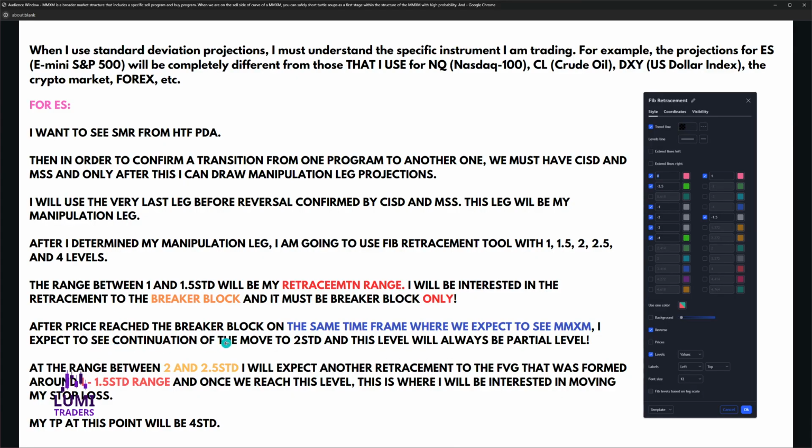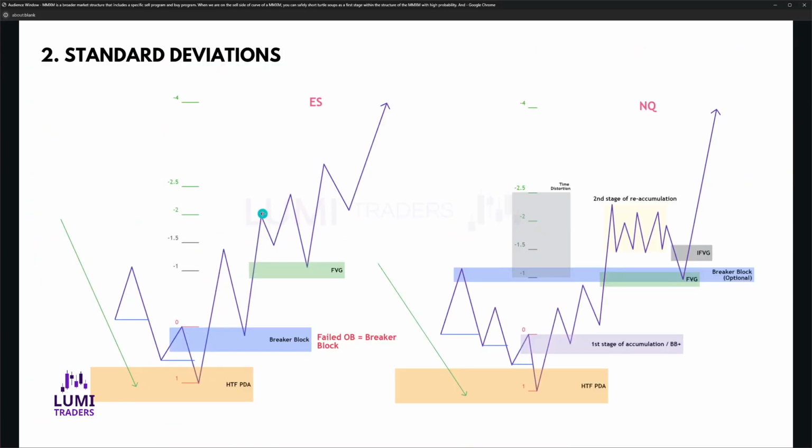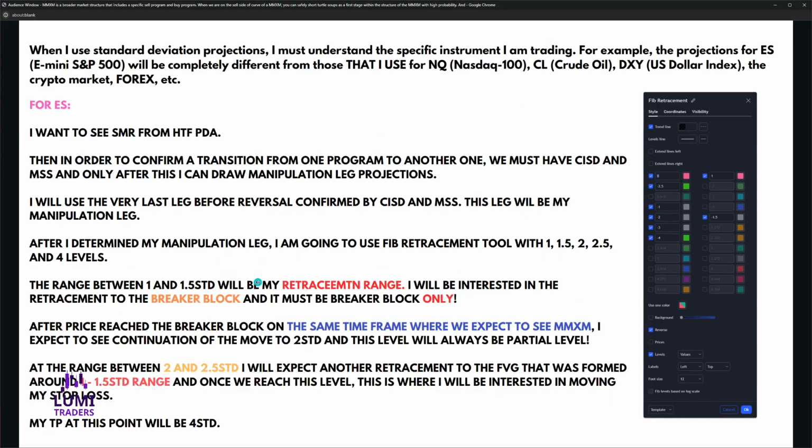I expect to see continuation of the move to the 2 standard deviation, and this level will be my partial level always. No matter if you anticipate to see continuation lower, I don't care. My 2 standard deviation level is going to be my partial. Right here, I'm going to take partial. We got reaction from this breaker block. I'm going to take partial at 2 standard deviation. You must take partial as well.